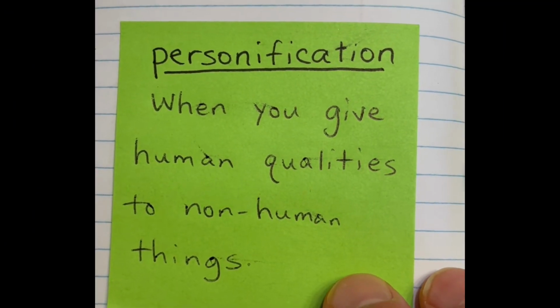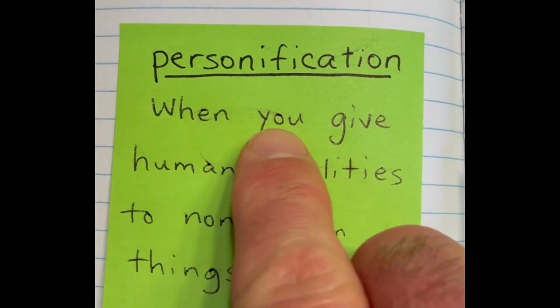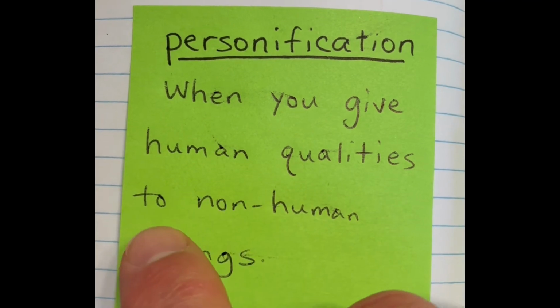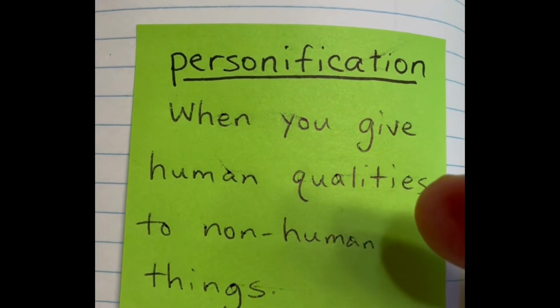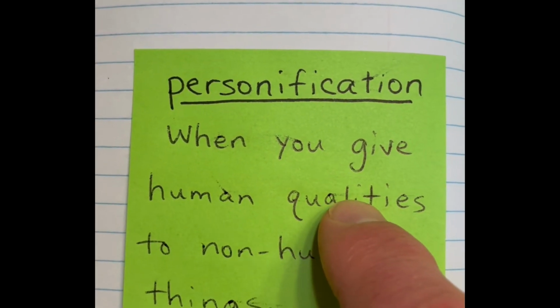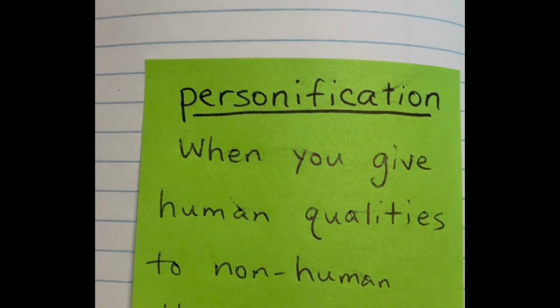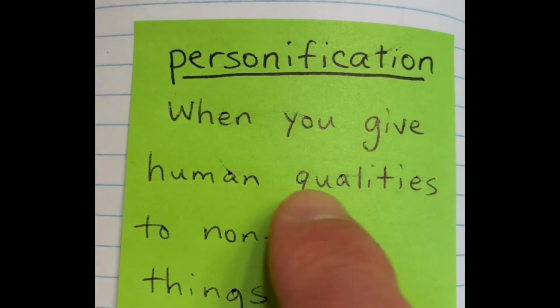You just saw the definition for personification. Personification is when you give human qualities to non-human things. So like animals or objects, and you give them human qualities, having them act or say things like they're people, even though they're not people. You give them these human qualities.